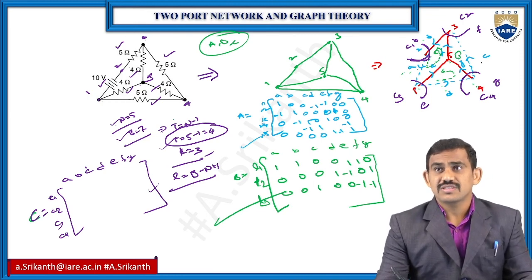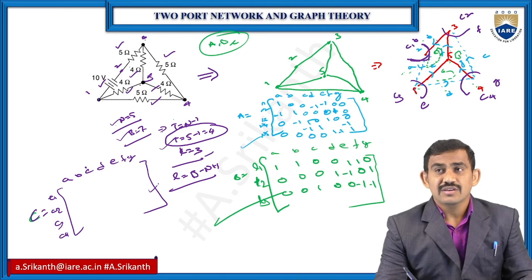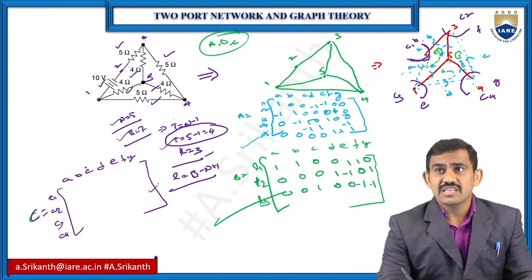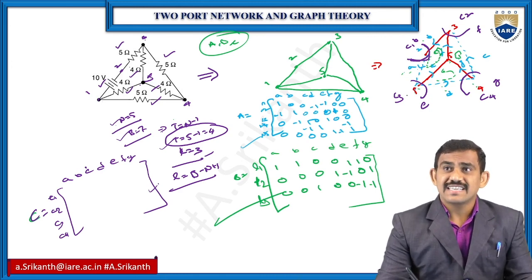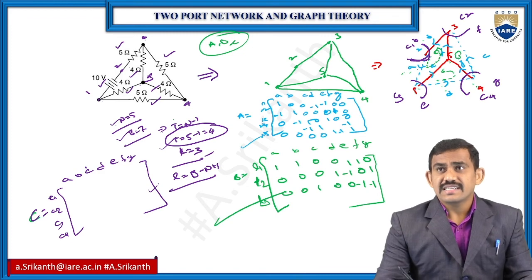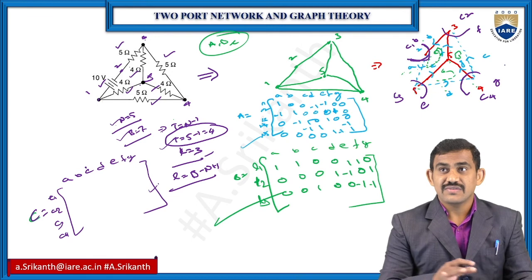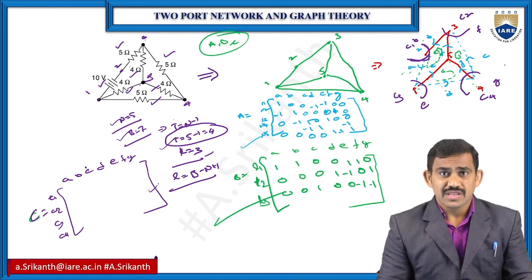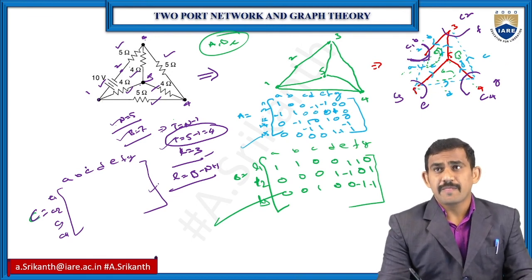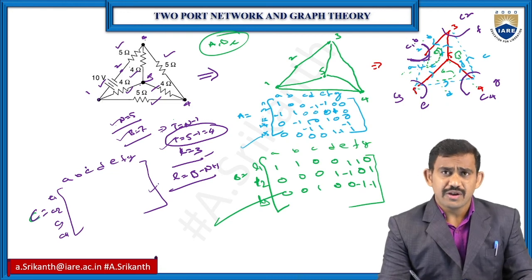So C1, C2, C3, C4. C1 for which tree? B tree. C2 for F tree, and C3 for your E tree, and C4 for your G tree. So I cut different trees at different nodes. Now check the direction. For C1, you need to follow the B tree.